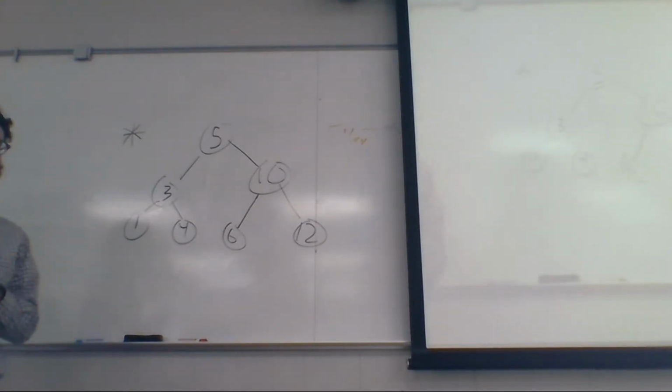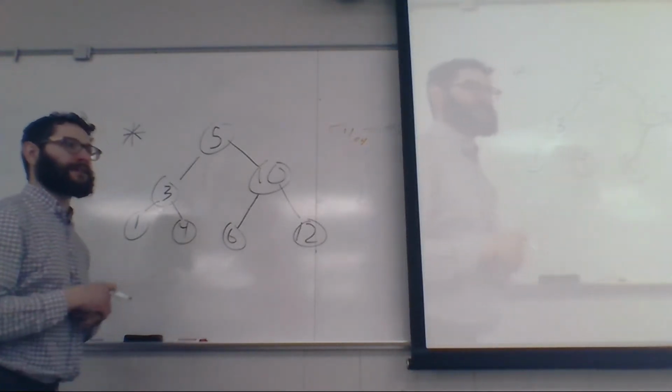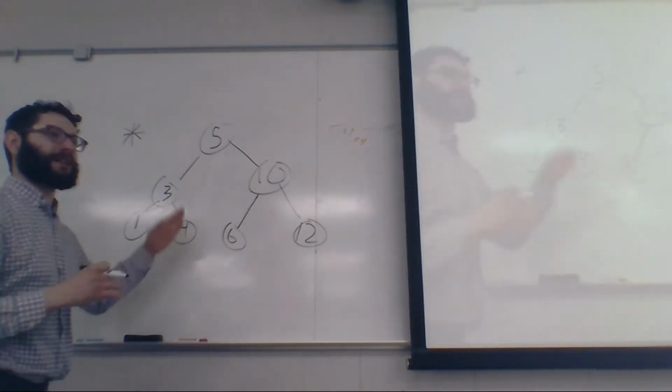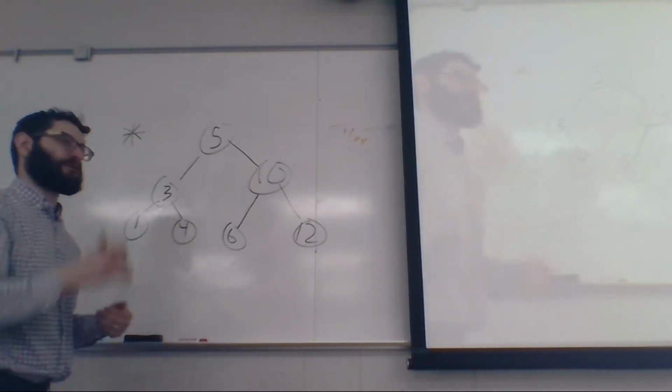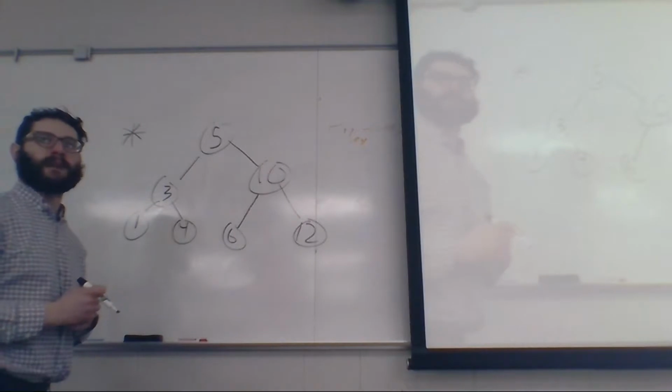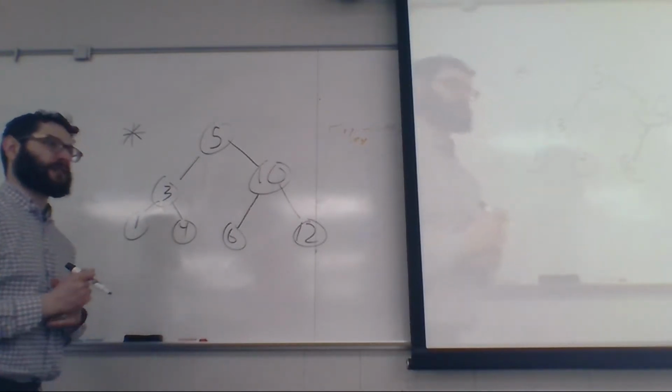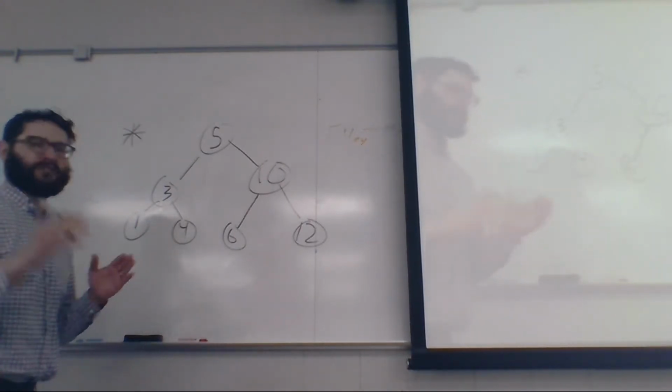Yes. What if there's double numbers? That is a choice we'll have to make. What I do is I say that all the numbers that are less than or equal to go to the left. That's the choice I make. Some people say no duplicates and they throw it out. Okay. It's just a choice you have to make.